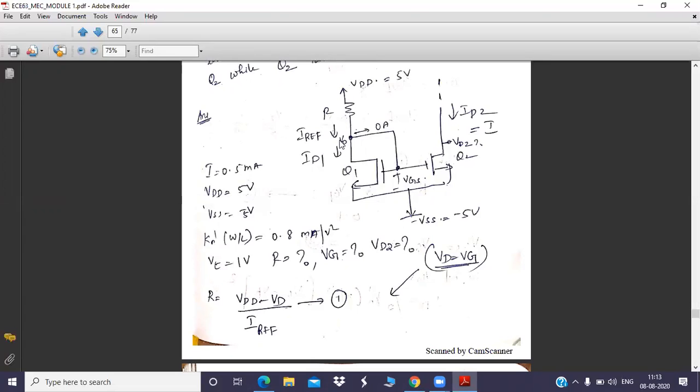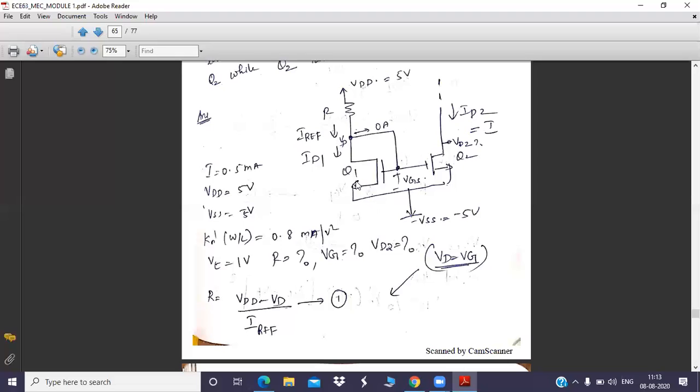Understood? And you know the concept of mirror. If it is a perfect mirror, or if the two transistors are perfectly matched, this I naught is going to be equal to IREF. Means I is going to be equal to IREF. IREF is the reference current flowing through Q1, and I is the current flowing through Q2, which is also equal to ID2. So our intention is to make I equal to IREF for a perfect mirror circuit.